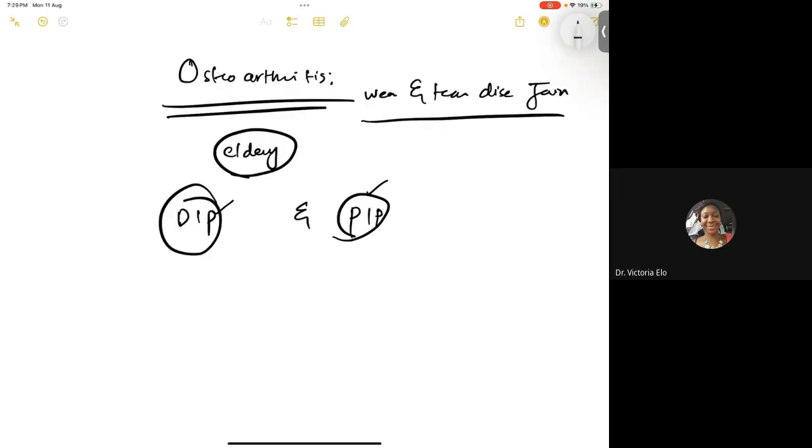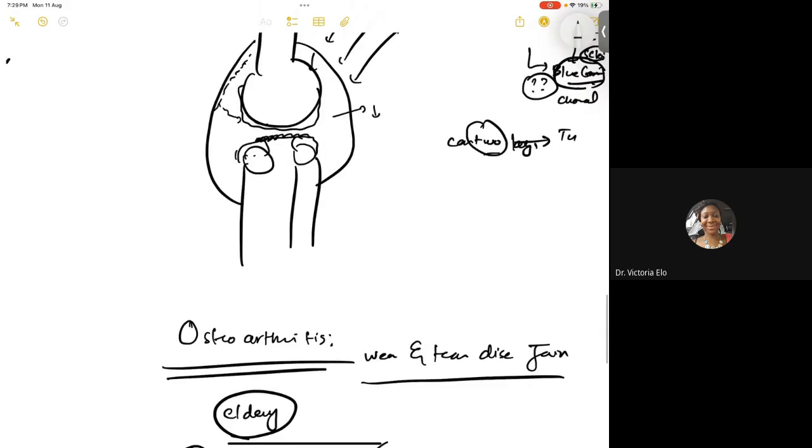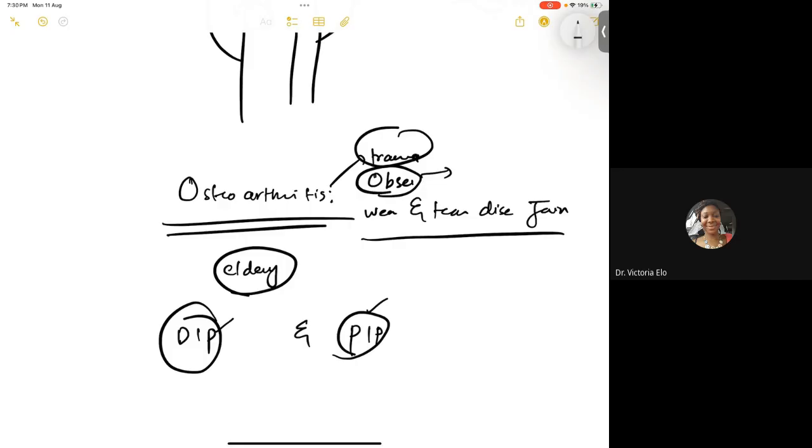Can I say that this wear and tear can be worsened with two things? If I have trauma to the joint, or an individual is obese. Because if an individual is obese, his joints are going to carry more weight as compared to an individual who is thin. As a result, his joints are going to have more wear and tear, right? So trauma and obesity are risk factors for getting osteoarthritis much easier.